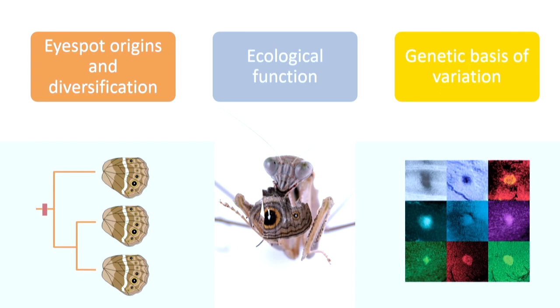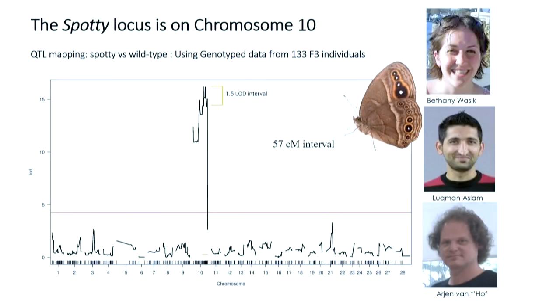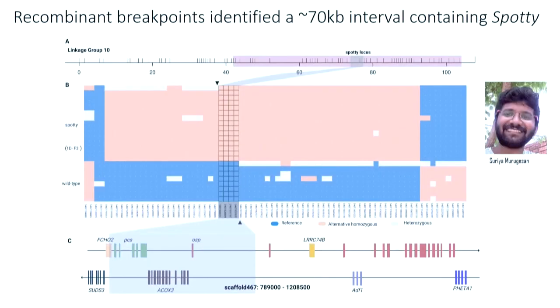1 minute. So just very briefly, we tried to figure out what this gene mutant, spotty, is, and what a different one called missing is, which has the exact opposite effect of spotty. It removes 2 eye spots from the same sectors that spotty adds eye spots to. And so a QTL mapping analysis mapped spotty to this chromosome 10, to this particular interval. These are the people that worked on that project. 2 different recombinant breakpoints narrowed down that interval to about 70 kb.